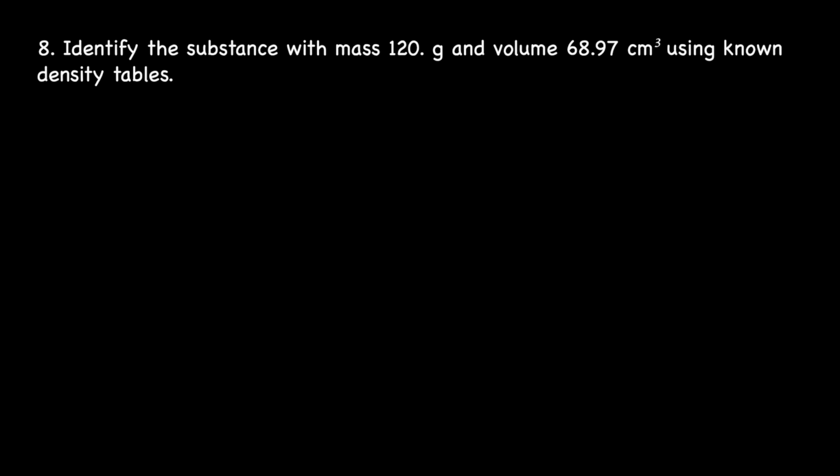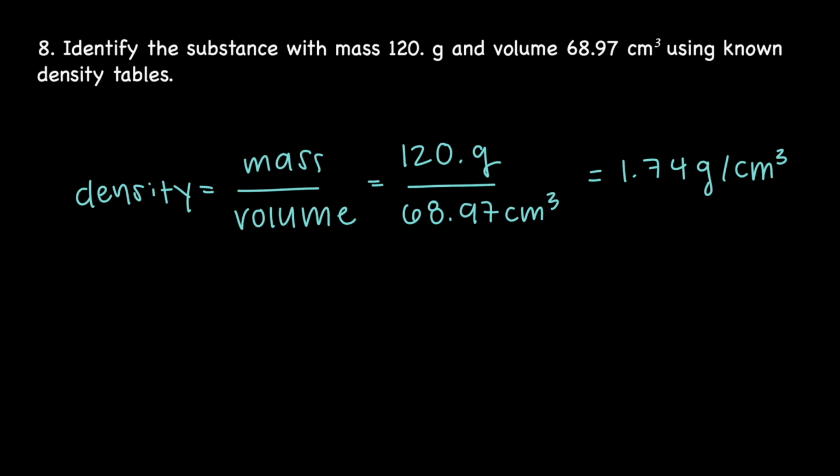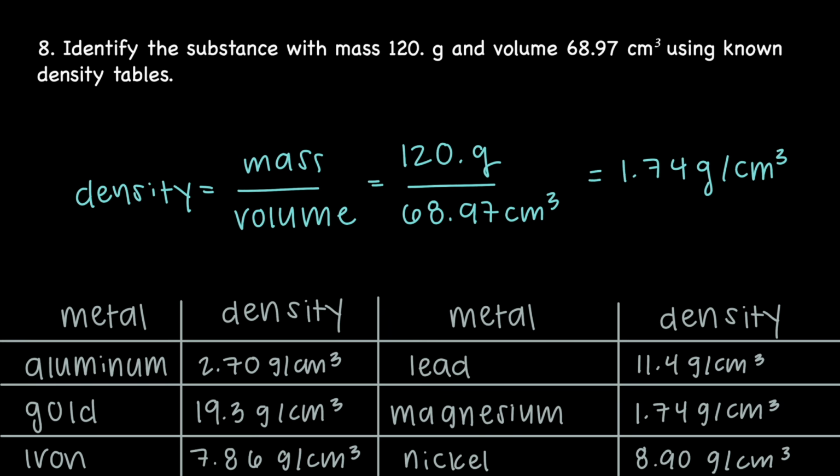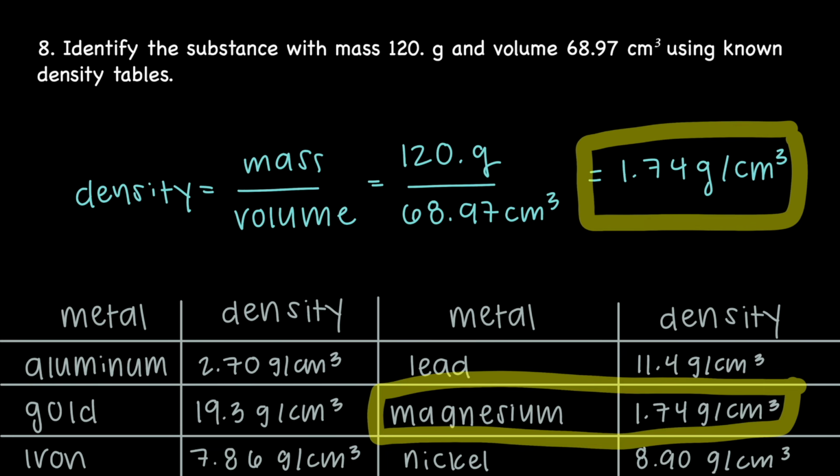Number 8, identify the substance with mass 120 grams and volume 68.97 cubic centimeters using known density tables. First, we calculate density by dividing mass by volume. 120 grams divided by 68.97 cubic centimeters equals 1.74 grams per cubic centimeter. Looking at a standard density table, a density close to 1.74 grams per cubic centimeter corresponds to magnesium. Based on density alone, the substance is most consistent with magnesium metal.